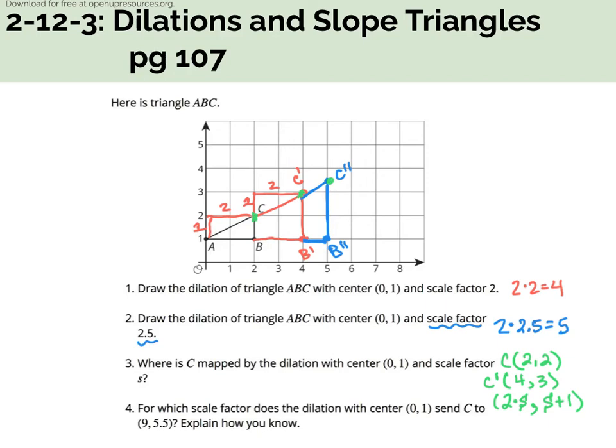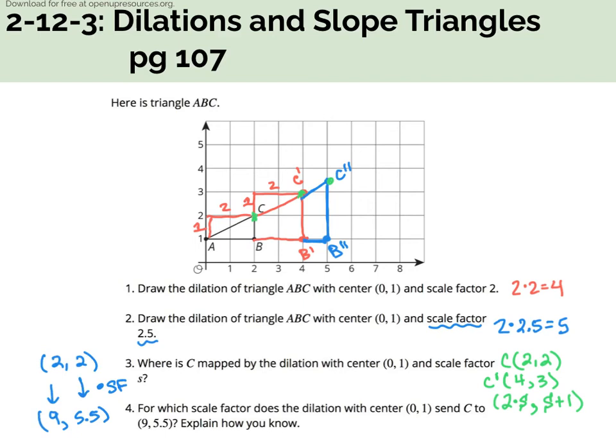So this is a way of doing the scale factors with it. Now if we look at number 4, for which scale factor does the dilation with the center (0, 1) send C to (9, 5.5)? Let's go ahead and write that down. We are eventually going to end up with (9, 5.5), and we actually started at (2, 2). So we're going to take that (2, 2) and multiply it by some scale factor to make it the 9 and the 5.5.